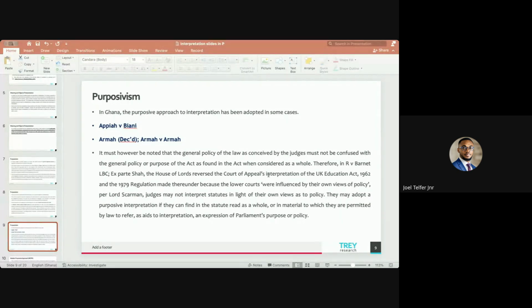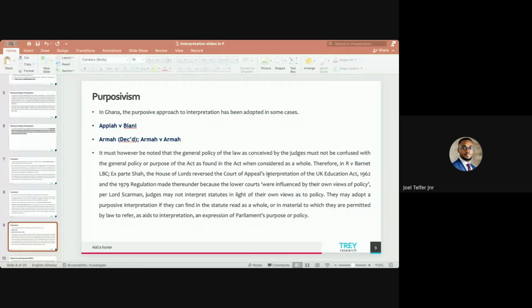But it's important to note a very serious caveat that has been provided by the court in R and Barnett, where the true legislative intent cannot be substituted by a judge's understanding or view of policy. And so in your attempt to be a purposivist, you must give effect to the legislative intent, and we have demonstrated how you can gather the general legislative intent. A judge cannot go on his own frolic and replace the legislative intent with his own premonitions or values in terms of his understanding of the law.